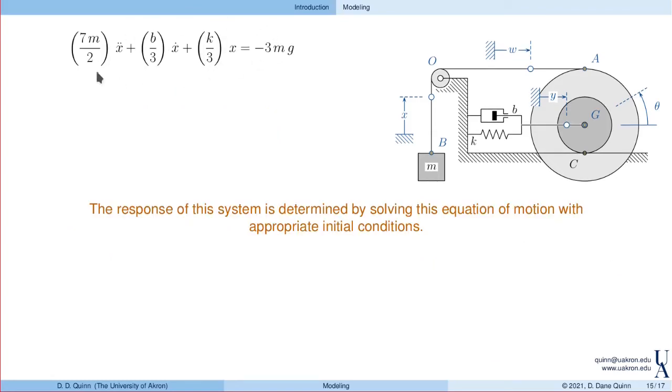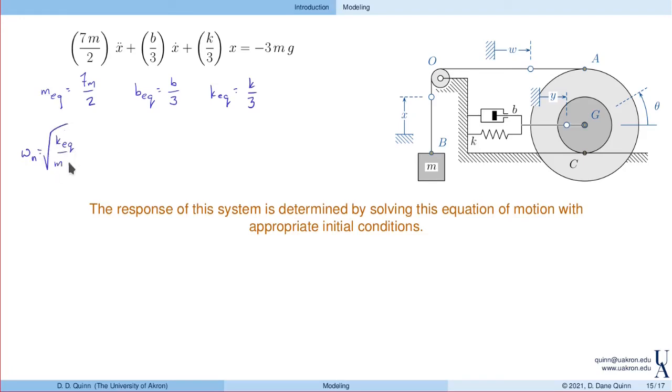Here's the equation again, in terms of x. Here's the system. Notice that I can identify the equivalent parameters. So the equivalent mass here is 7m over 2. The equivalent damping is b divided by 3. And the equivalent stiffness is k over 3. So given these values, I can calculate the natural frequency and damping ratio. Those we know are important response parameters.